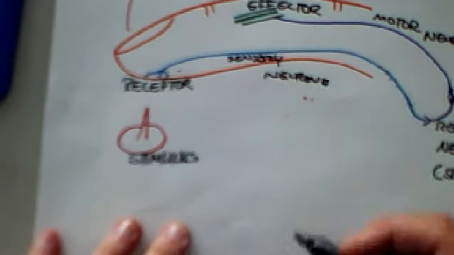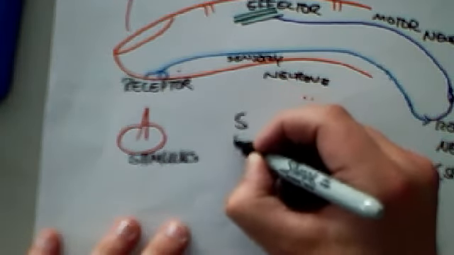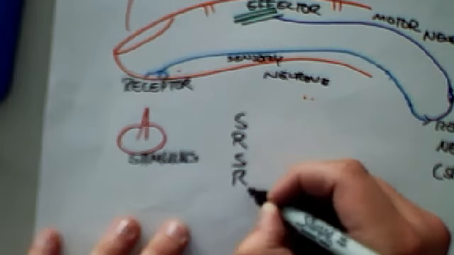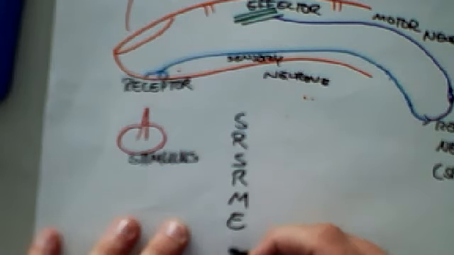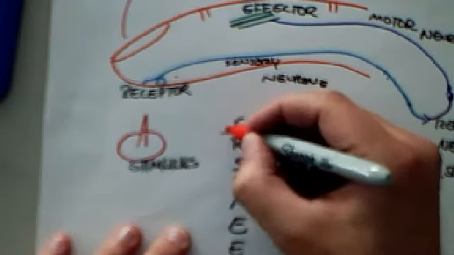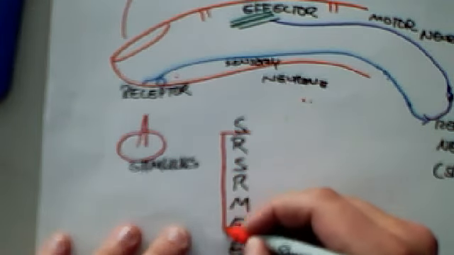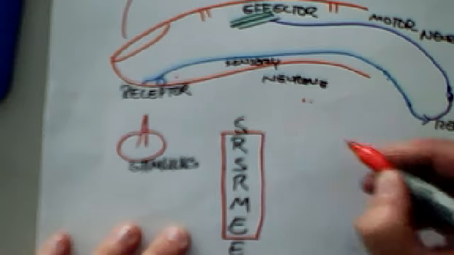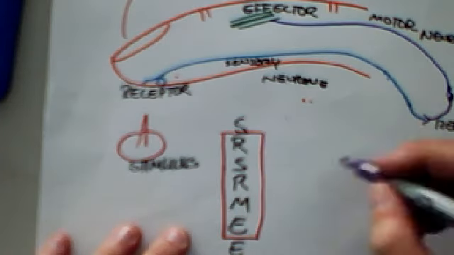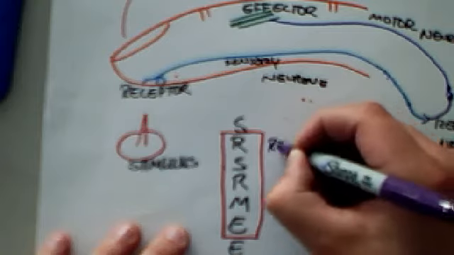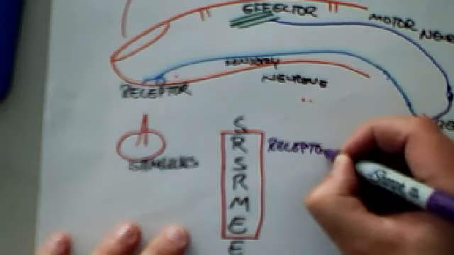Alright, so how do we remember this? Well, you can make up your own mnemonic. Stimulus, receptor, sensory neuron, relay neuron, motor neuron, effector, effect. Or if you're having trouble with that, at least remember receptor, sensory neuron, relay neuron, motor neuron, and effector. My receptor, in this case, was the skin. It picked up the message from the environment, but it could be anything. It could be your eyes, your ears.